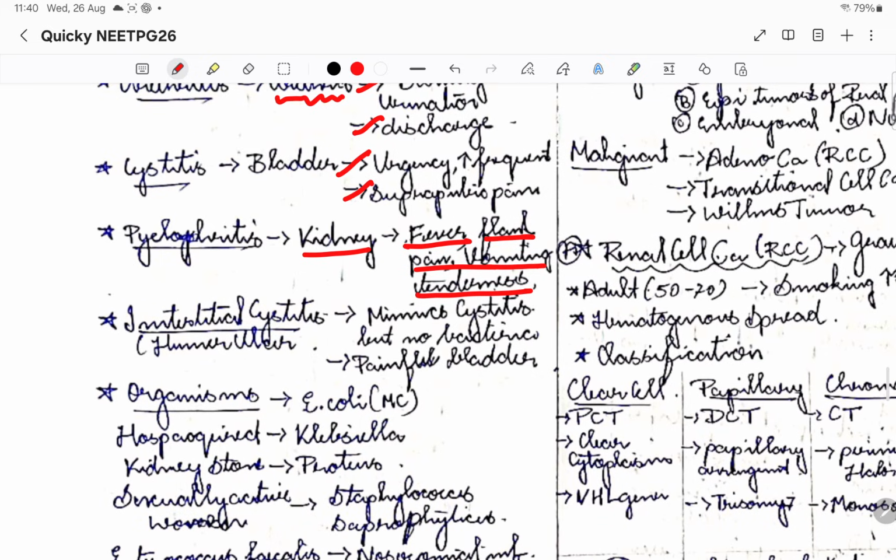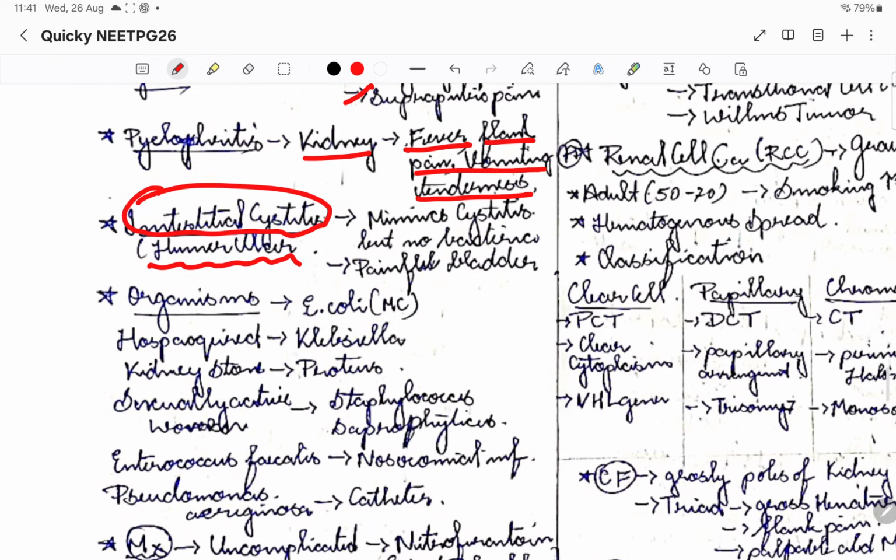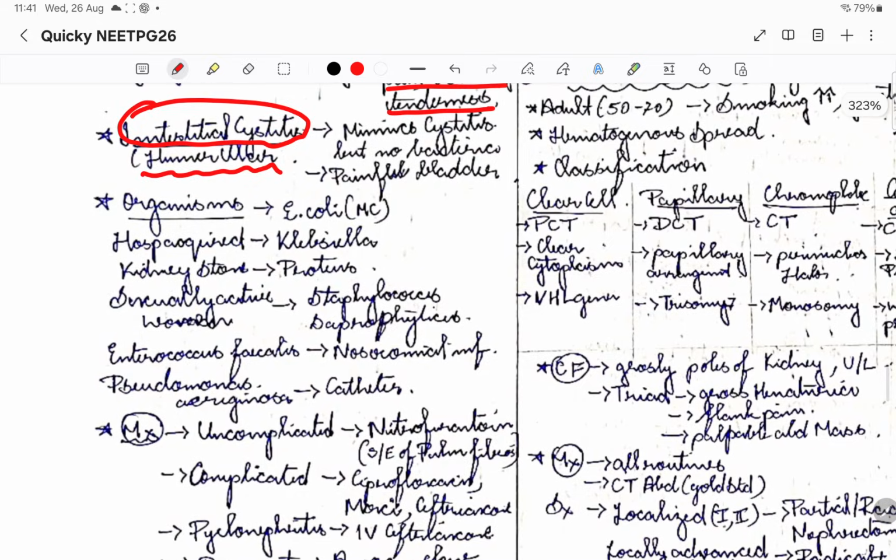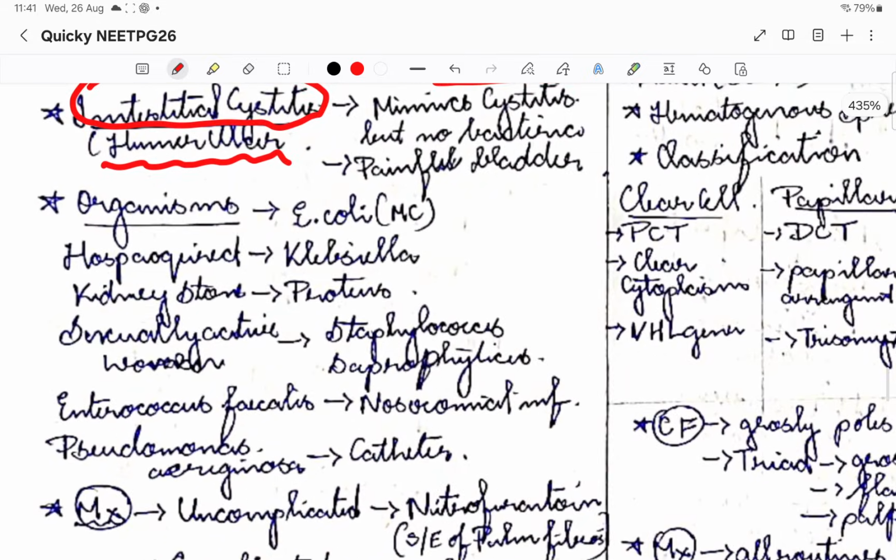Okay, there is something called interstitial cystitis, which mimics cystitis, but there is no bacteria. Okay, so this is also painful. The suprapubic pain will be there just like cystitis, but there will be no culture, there will be no bacteria. This is called interstitial cystitis, also known as Hunner ulcer. Okay, that's it.